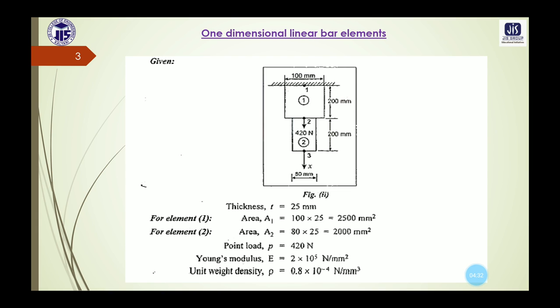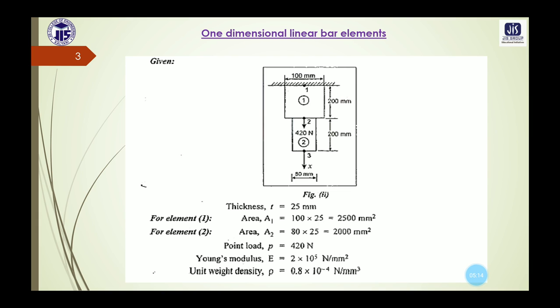Now how to proceed in such numericals. The thickness is given here, t equals 25 mm. Now for element 1, the area you can calculate, which is 100 multiplied by 25, so the area is 2500 millimeter square. Next, for element 2, the area A2 equals 80 into 25, which is 2000 millimeters square. So first we have calculated the areas for these two different elements.